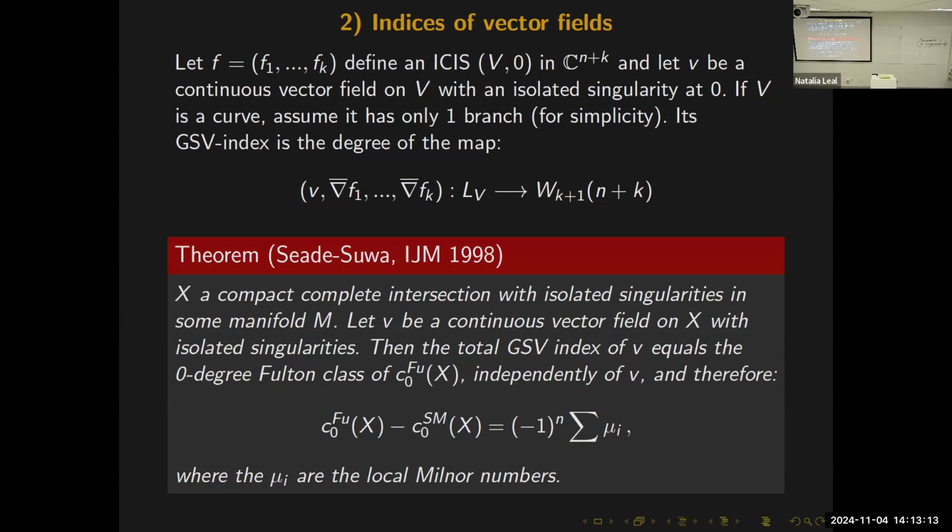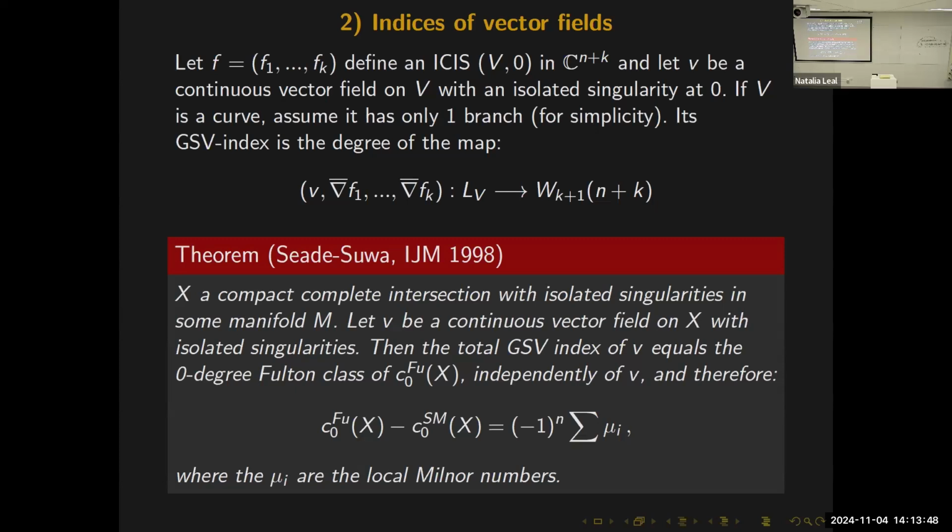Since you are assuming that you have an isolated singularity, all of these are linearly independent because it's a complete intersection, and they are normal to the variety, and this is tangent to the variety. So up to homotopy, this is a unitary k plus 1 frame. So you have this map, and this map has a well-defined degree, because all the homotopy groups of this guy vanish up to before the dimension of this guy, and in this dimension, you have as many homotopy classes as the integers. So you have a well-defined degree. And that's called the GSV index.